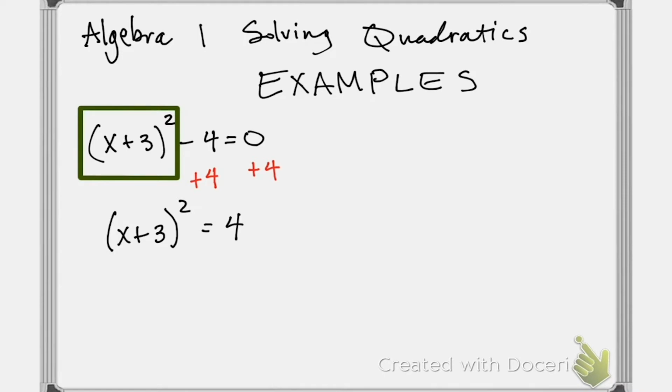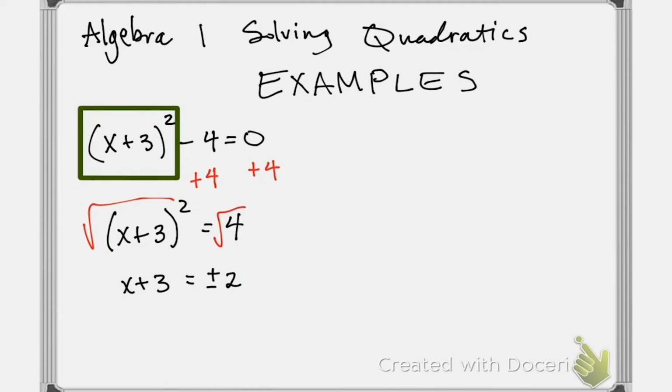Okay, now to get to the x, I need to take the square root of both sides. When you take the square root of both sides, you're just left with what's inside parentheses. And that is equal to positive and negative 2. Okay, a lot of people make the mistake of just writing 4 right here. Okay, don't do that. You will get it marked wrong, you'll mess up.